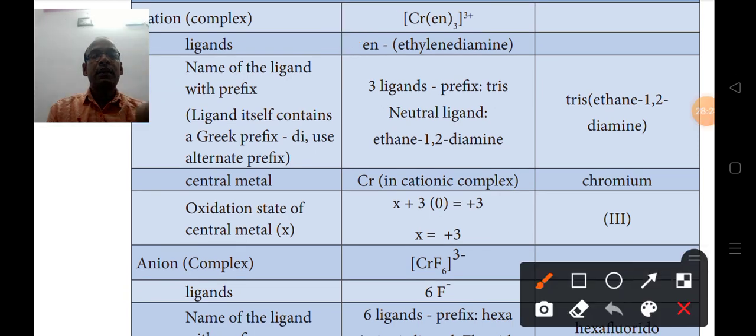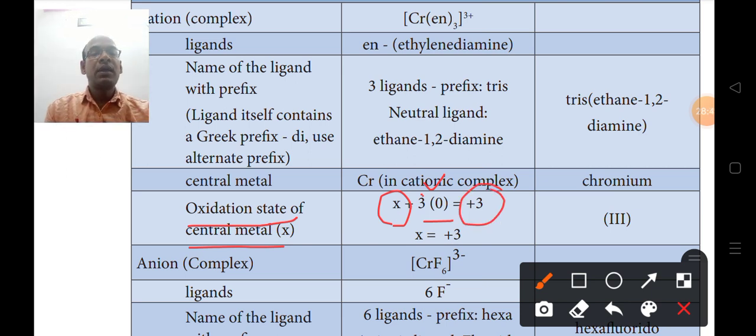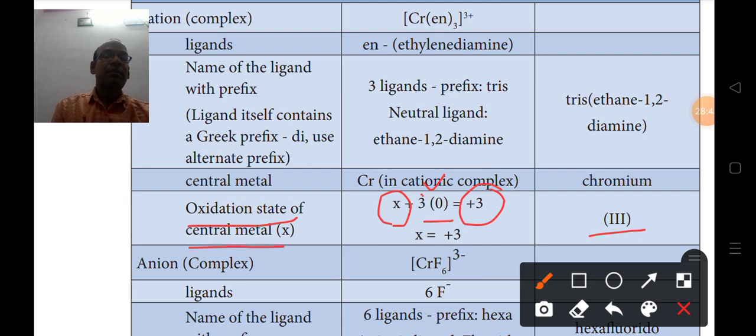Oxidation state of the central metal ion X. En is a neutral ligand, therefore put 0 for 3 en, which equals the net charge on the complex ion, which is plus 3. Therefore the oxidation state is plus 3.